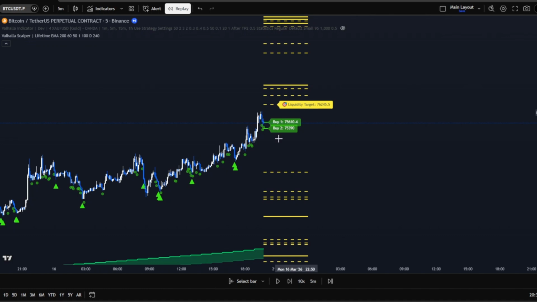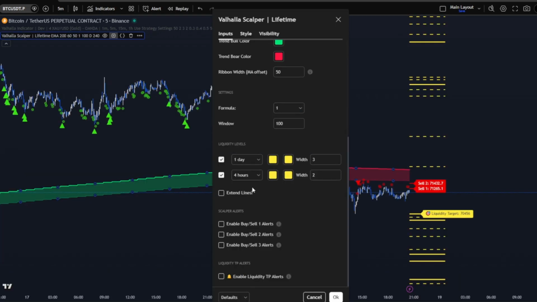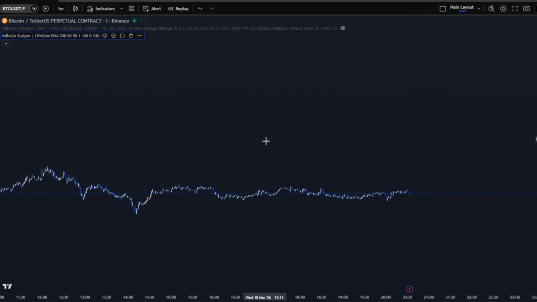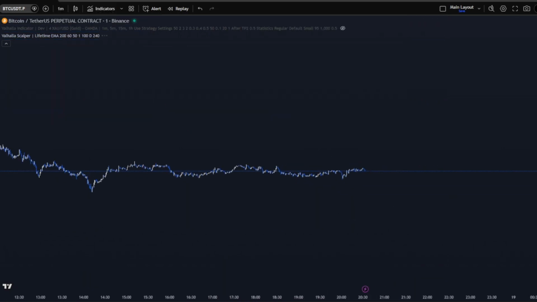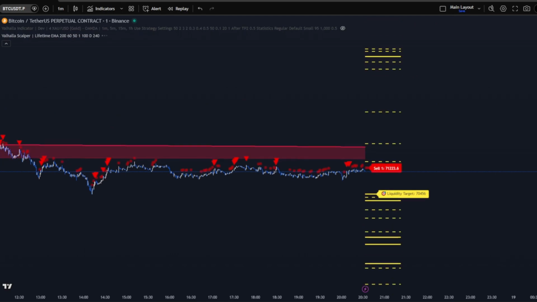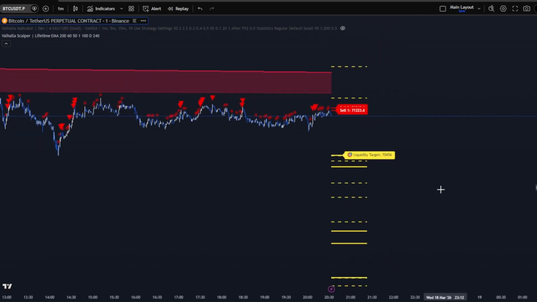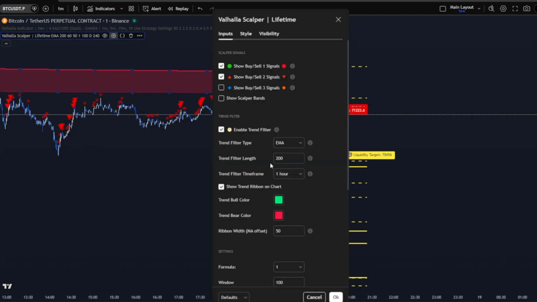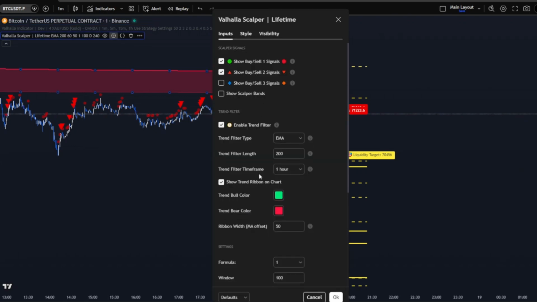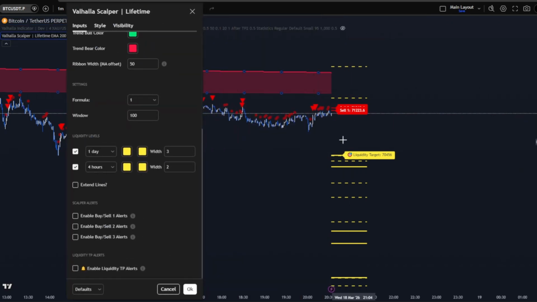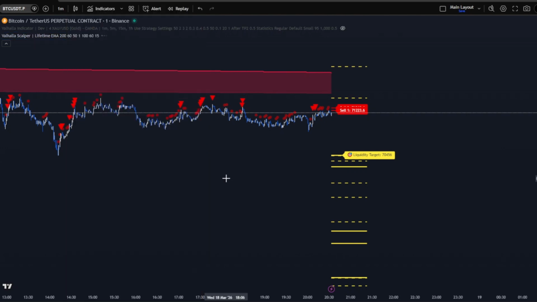Let me show you a pro tip. By default, you have the daily and 4-hour levels, and those work great for most time frames. But if you're scalping on the 1-minute or 3-minute chart, the daily levels might be really far from your entry. In that case, you can add a closer time frame, maybe the 1-hour or even the 15-minute, to get tighter targets. Just go to the liquidity level section in settings. You have 2 slots enabled by default. You can change their time frame to something closer to the time frame that you are trading on, and you will have closer targets for quicker scalps.